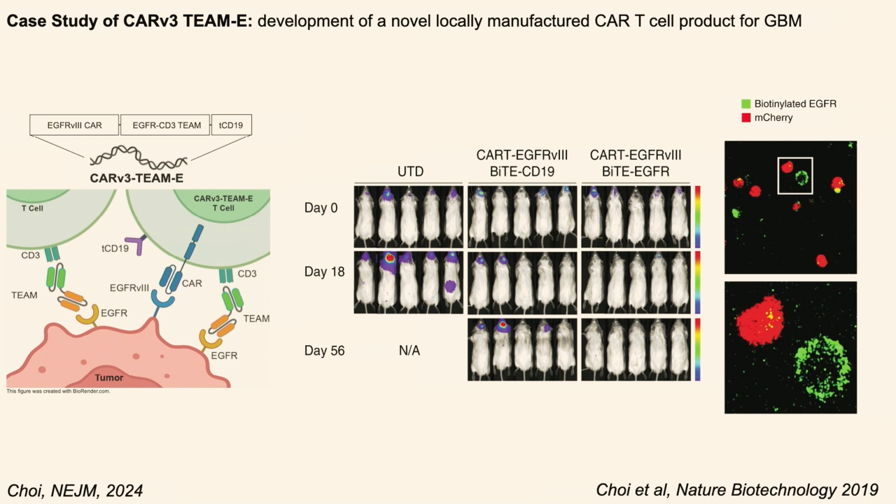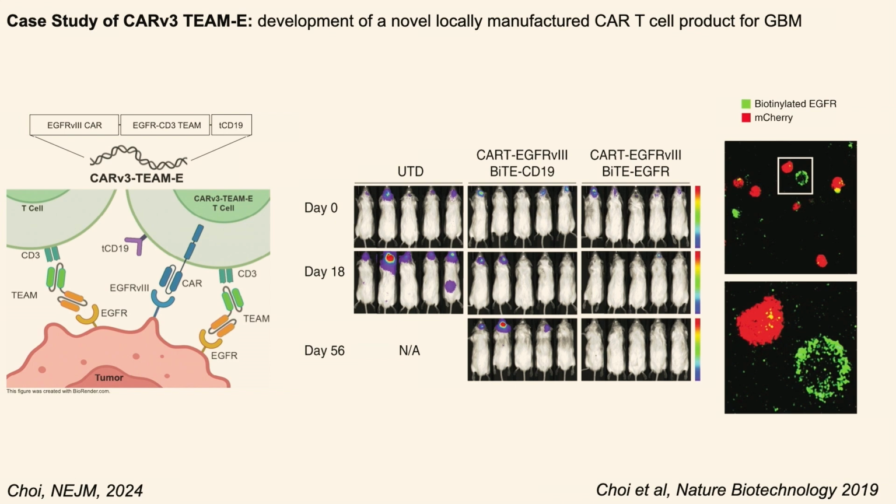And as you can see here, this is the construct that was used later on in the clinical trials, which consisted of the EGFR variant 3 CAR, and then the TEAM, which has a side targeting the EGFR, and then the other side targeting the CD3, which mediates the engagement between the T cells and the cancer cells.